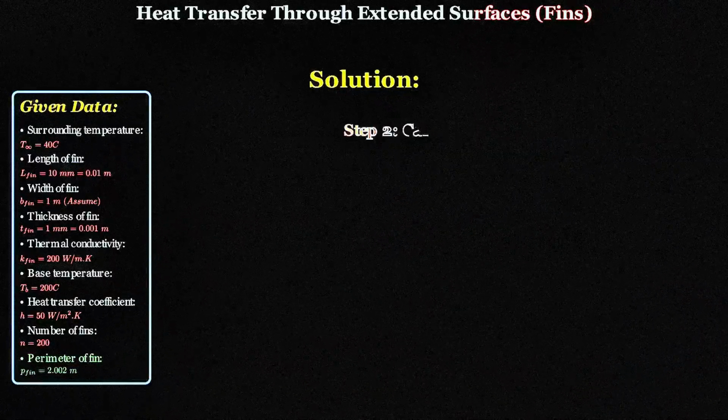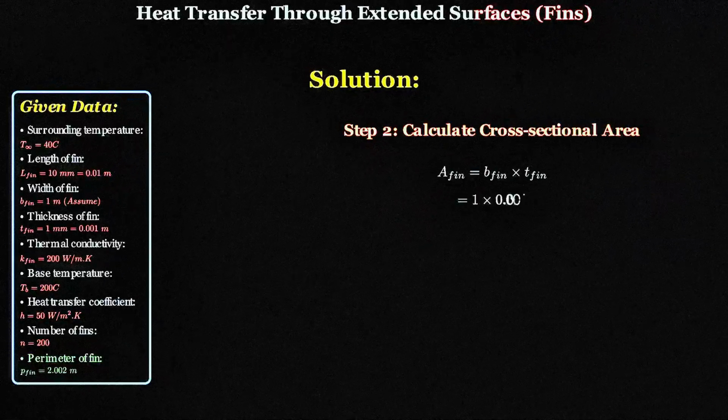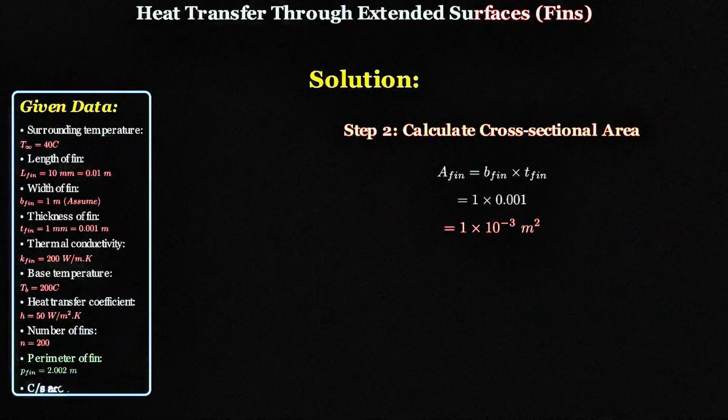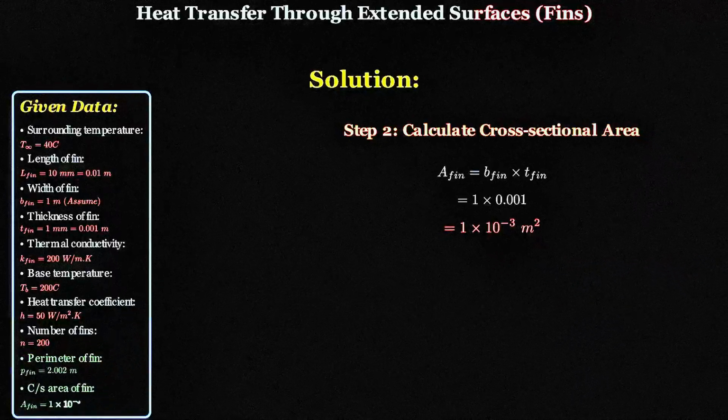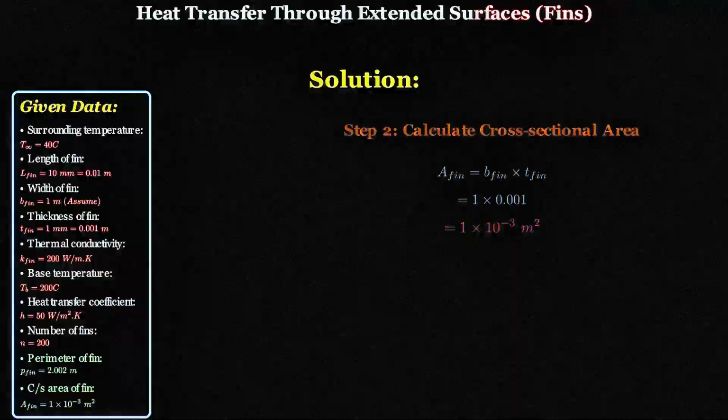Step 2. Calculate the cross-sectional area. The cross-sectional area is simply width times thickness. That's 1 times 0.001, which equals 1 times 10 to the negative 3 square meters. Adding this to our data, the cross-sectional area is 1 times 10 to the negative 3 square meters.